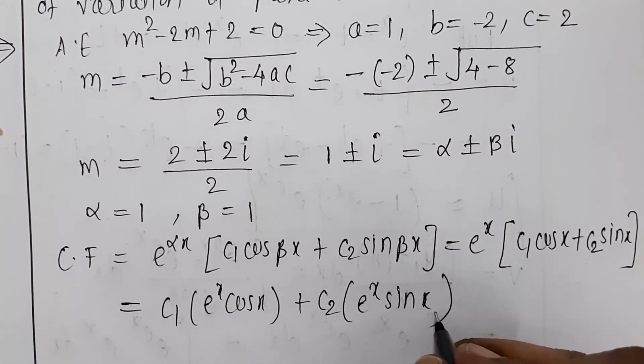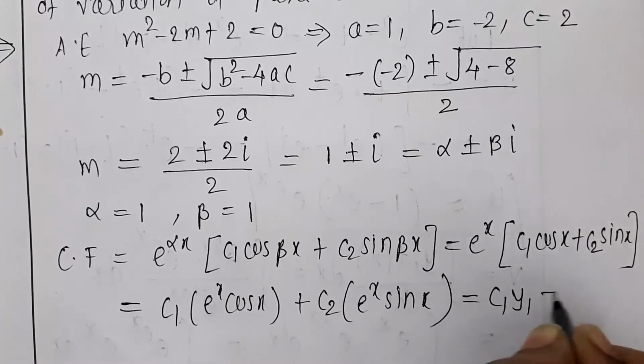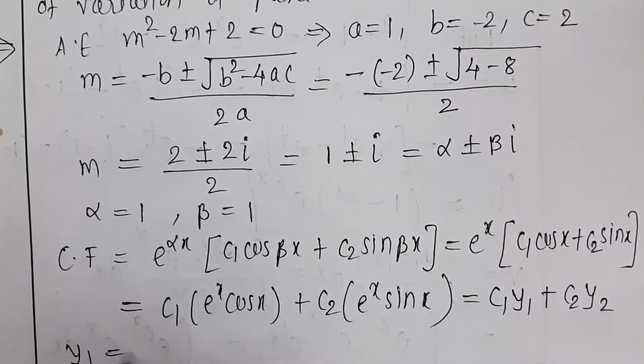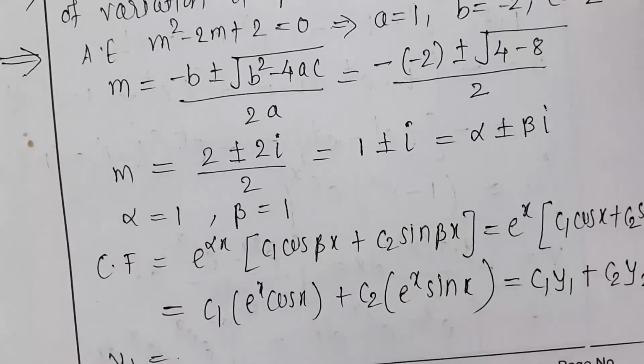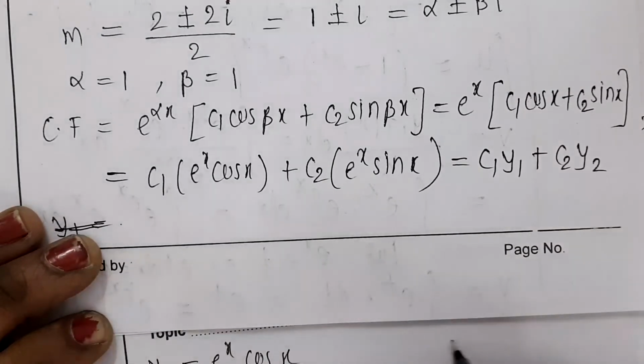What are the values of y1 and y2 here? Compare it with c1 into y1 plus c2 into y2. So y1 we obtained as e to the power x into cos x and y2 is equal to e to the power x into sin x.